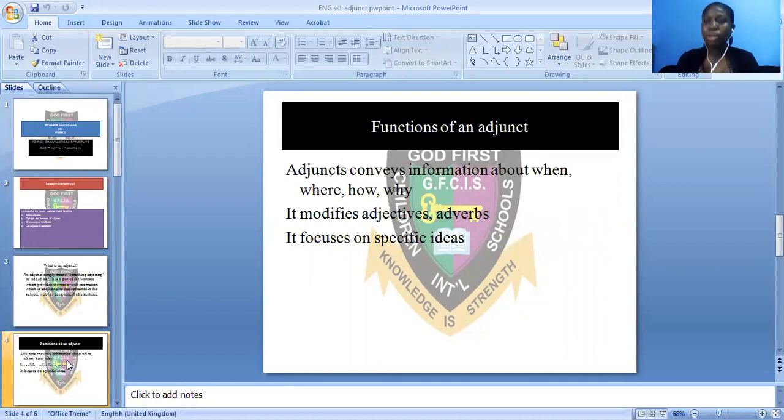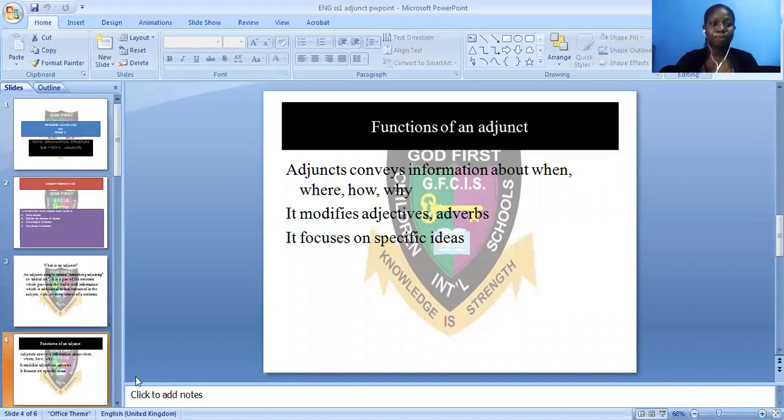Now, because the adjunct is going to give us more information about a specific action, about a specific idea, that adjunct will be focusing on that verb or adverb in a sentence. Are we together? All right, so I take the functions again. Adjunct conveys information about when, where, how, and why, which are also the functions of an adverb. Adjunct modifies adverbs and adjectives in a sentence. And the last one, adjunct focuses on specific ideas, specific actions in a sentence.